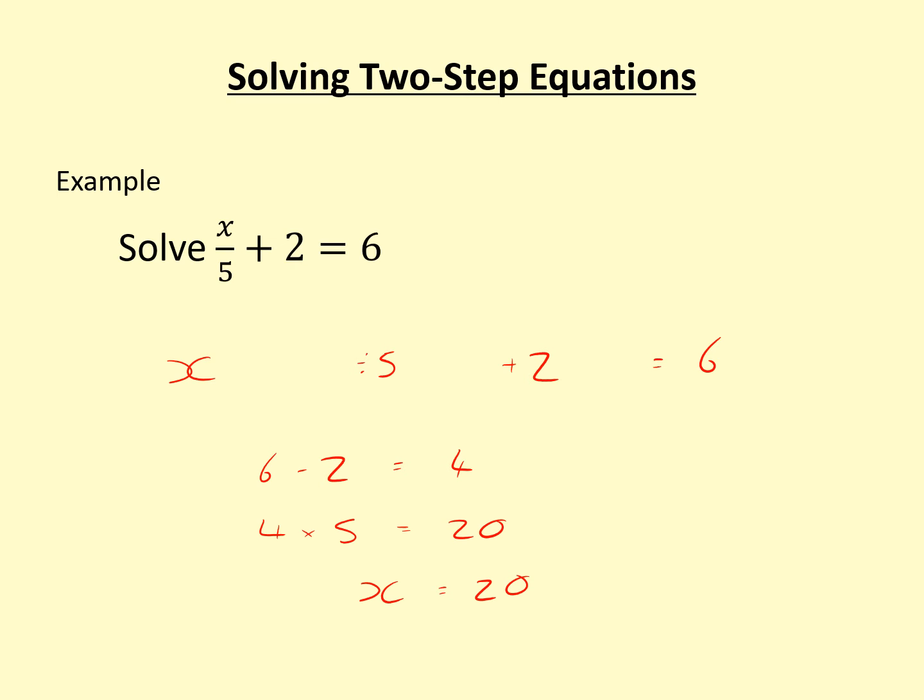Which again makes sense because if you start with 20 and divide it by 5, you've got 4. Add on the 2 gets you 6. And that's what we were aiming for.